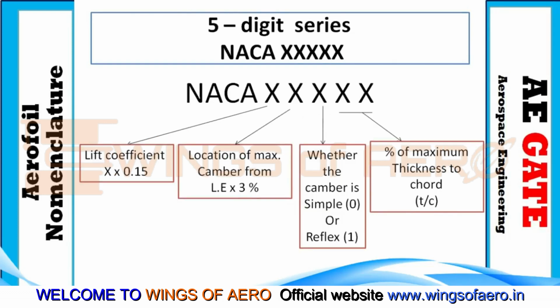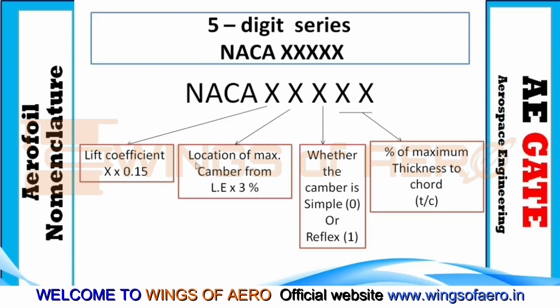Now comes the 5-digit series. We have 5 digits. The first digit represents the CL. How can you find CL? Suppose here we have 1. What we can write is 1 into 0.15. That is, 0.15 of CL will be created by this NACA airfoil.